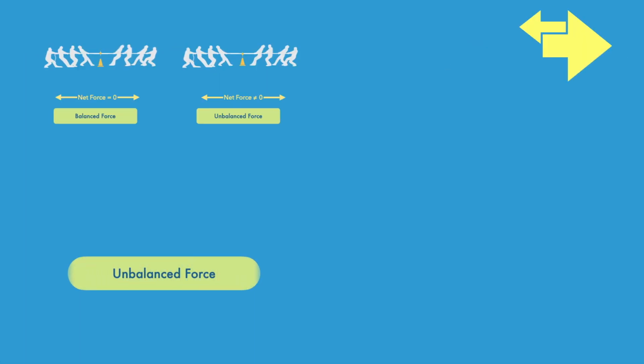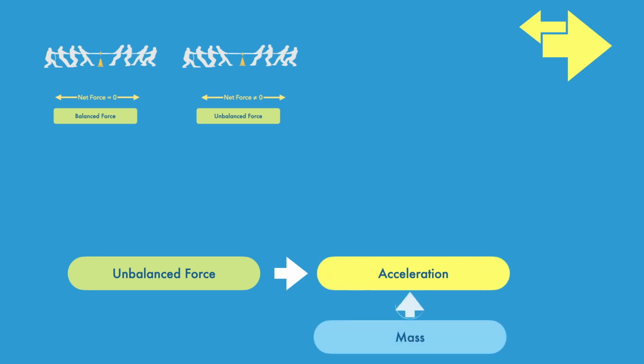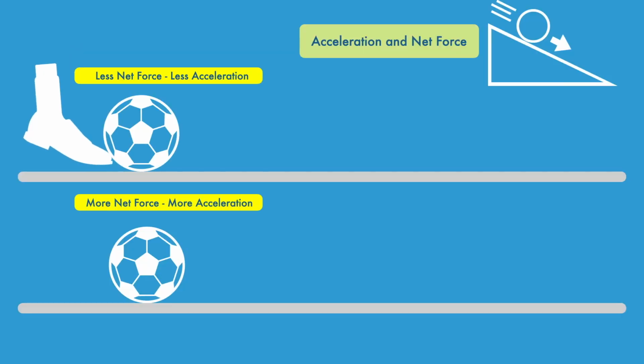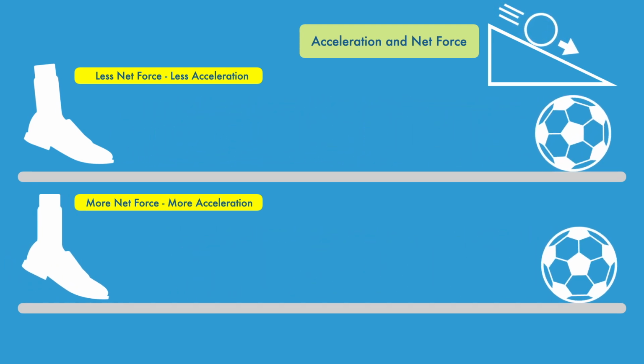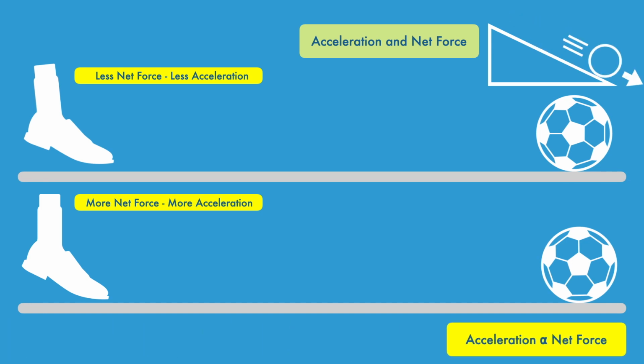If the force is unbalanced, there will be acceleration. 2 factors influence the rate of acceleration: the net force on an object, and the mass of that object. If the net force is less, the acceleration will be less. If the net force is more, the acceleration will be more. Therefore, acceleration is directly proportional to net force, F.